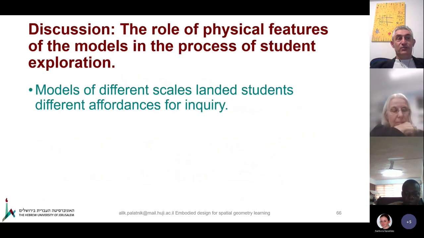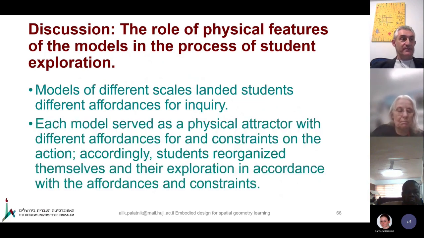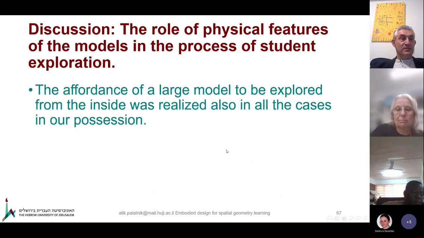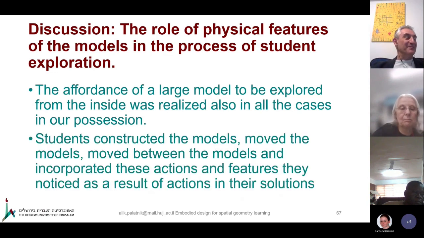I'm saying that models of different scales lended students different affordances for inquiry. Each model served as a physical attractor with different affordances for and constraints on the action. Accordingly, students organized themselves and their exploration in accordance with the affordances and constraints. The affordance of a large model to be explored from the inside was realized also in all the cases in our possession. As I said, they always go inside the model.